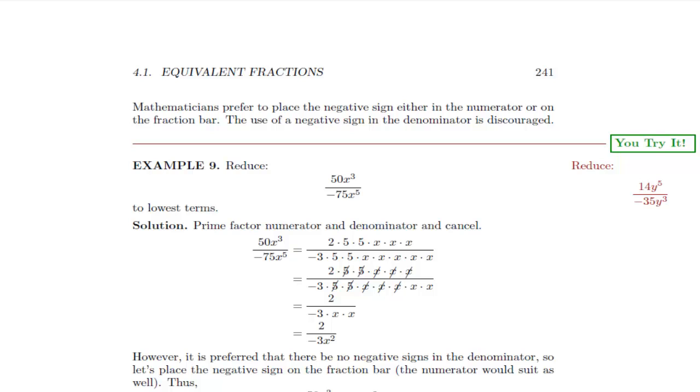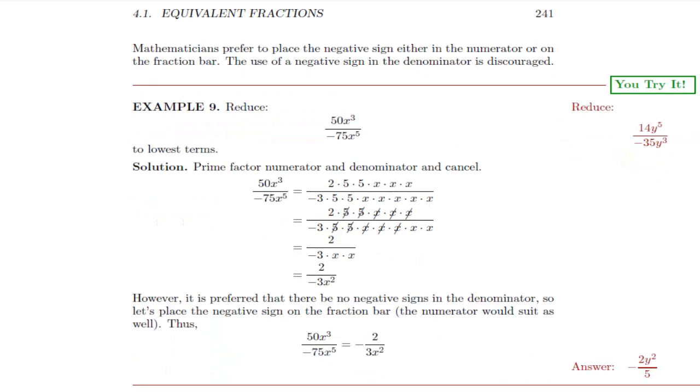Example 9. Reduce 50x cubed over negative 75x to the fifth to lowest terms. Solution. Prime factor numerator and denominator, then cancel. So the numerator factors into 2 times 5 times 5 times 3 factors of x. And the denominator factors into negative 3 times 5 times 5 times 5 factors of x. The numerator and denominator have 2 fives and 3 x's in common, so we'll cancel all those, and we're left with 2 in the numerator and negative 3 times x in the denominator.